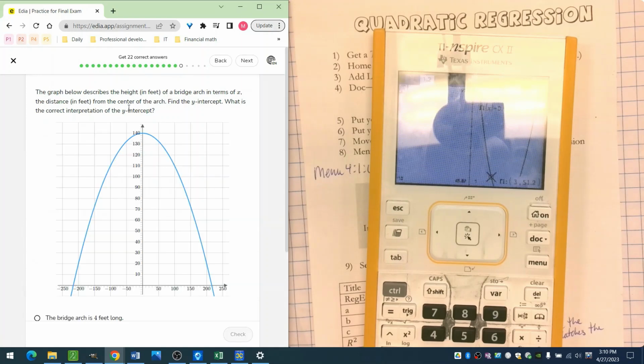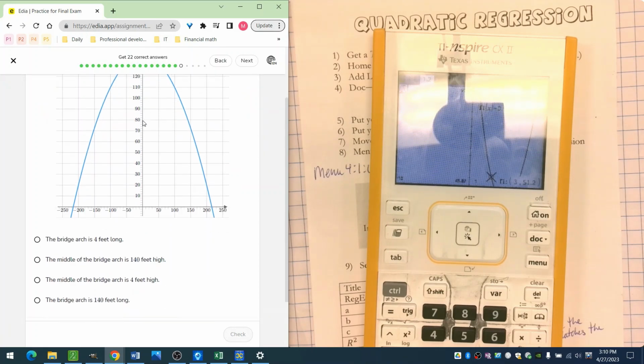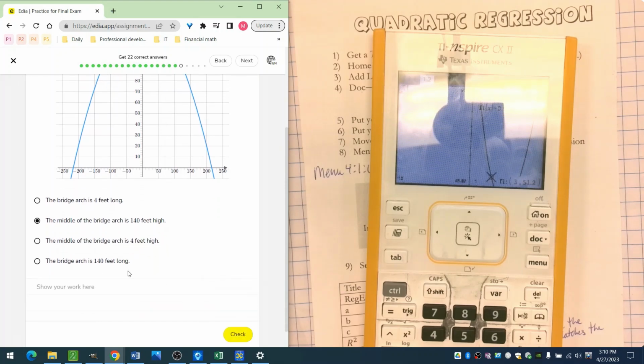The graph below describes the height of a bridge and arch in terms of x in the center of the arch. Okay, from the center of the arch. What is the correct interpretation of the y-intercept? Oh, that's the highest point on the bridge. So that's the top or the highest point. The middle of the bridge is this much, yep. We don't know how long it is, we just know how tall it is.